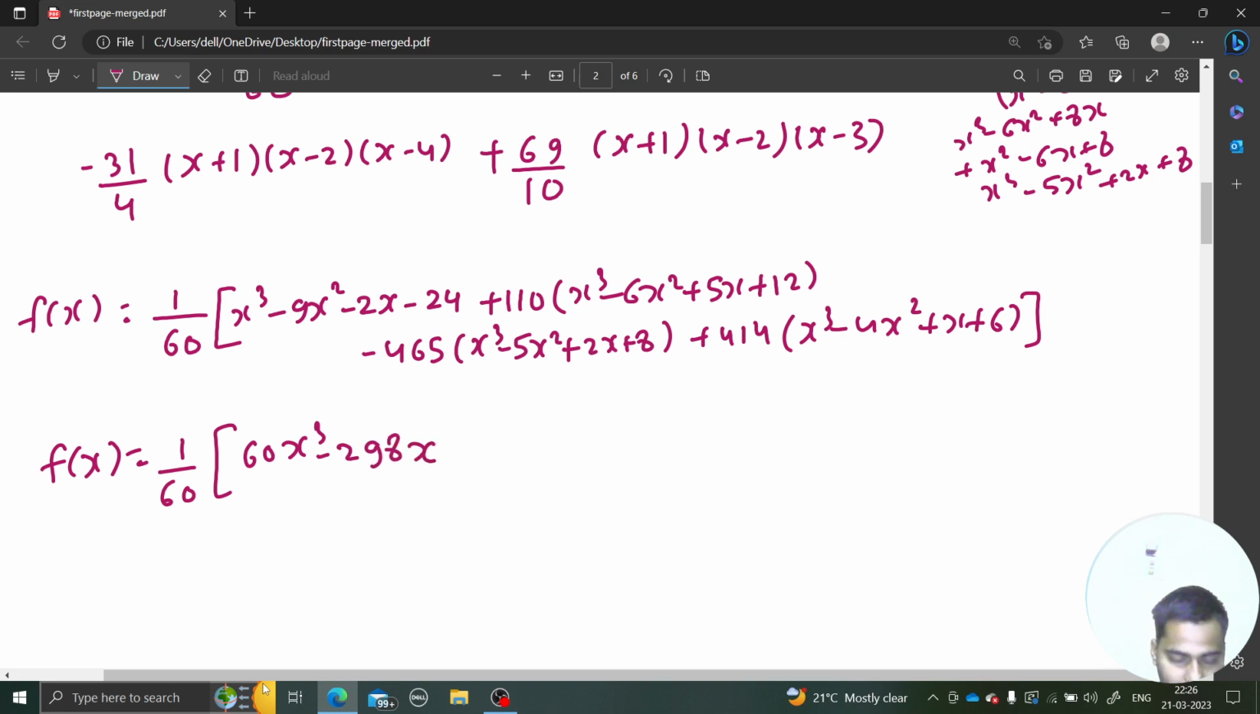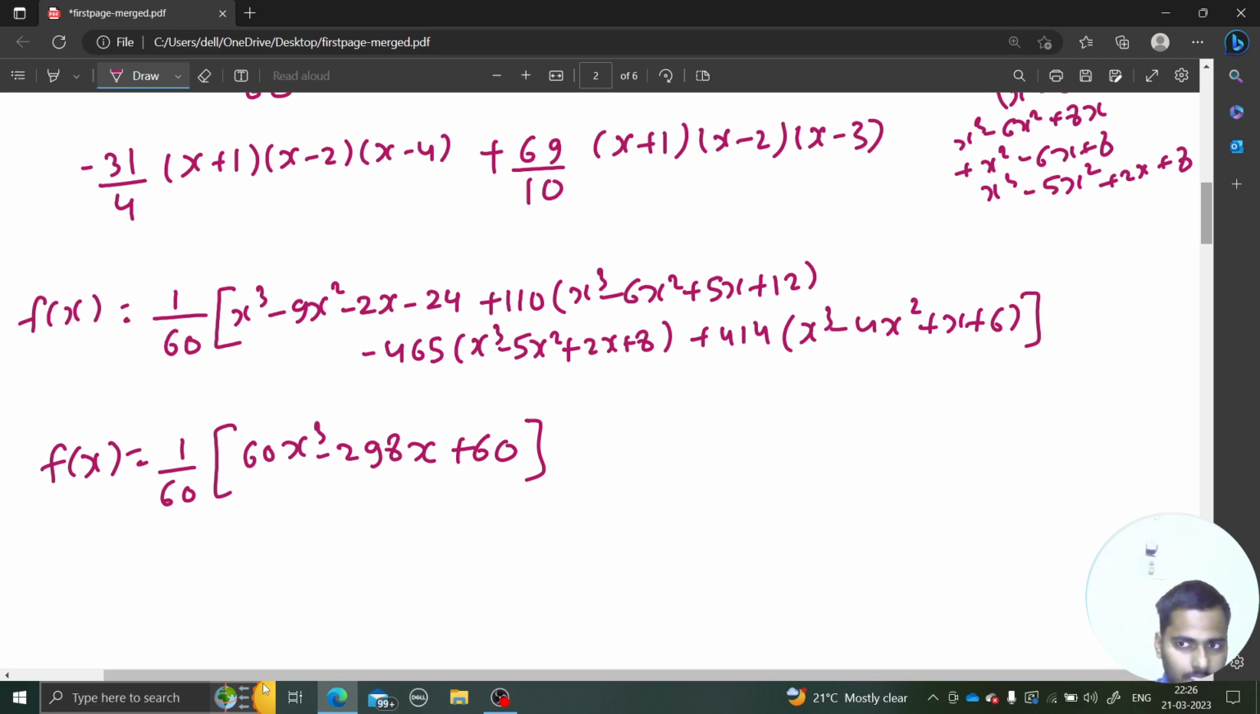That will be minus 24, plus 110 into 12, minus 465 into 8, plus 414 into 6. So this is going to give you 60. So plus 60. And after doing all this, if I get an incorrect answer, that would make me very unhappy. So this is what is given.